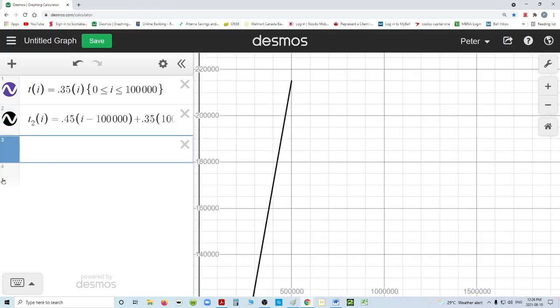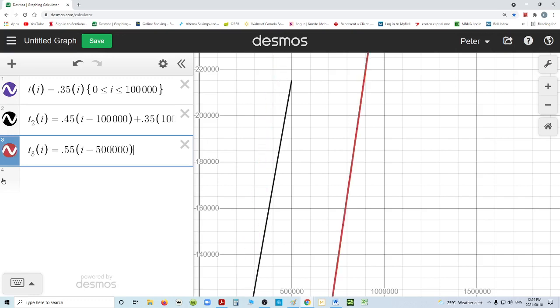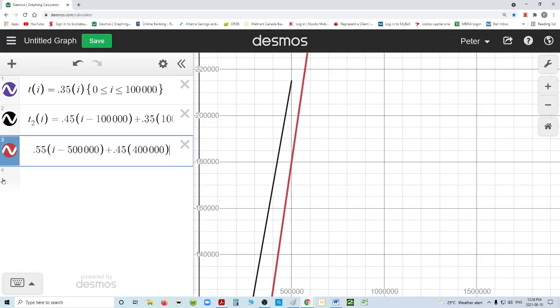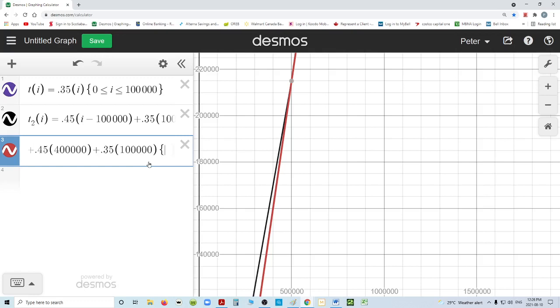And then finally, the last income calculation or tax calculation, which I'll call tax 3, is based on your income, is going to be 0.55 times I minus the 500,000 that you already made, plus 0.45, not times 500,000, but 400,000, because that's how much you made on top of that first 100,000, and then 0.35 times 100,000. Now all this takes time, and then you've got to put in your range limitations when X is bigger than 500,000. Okay.